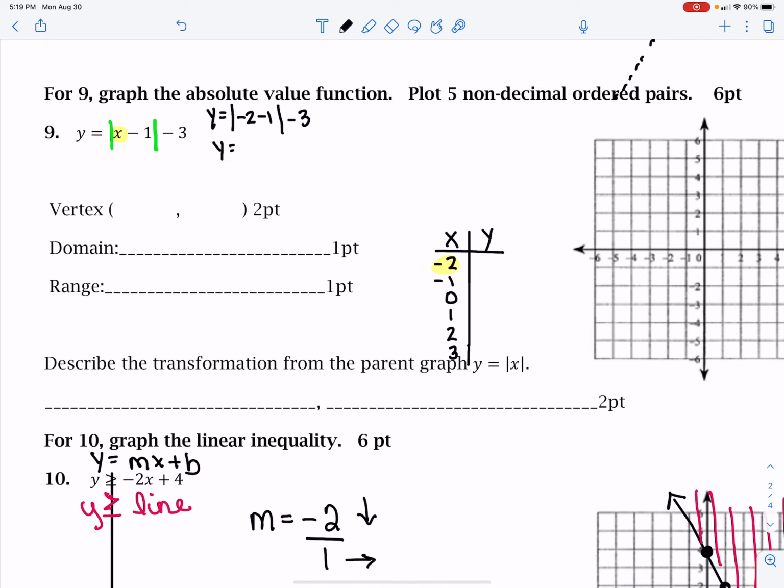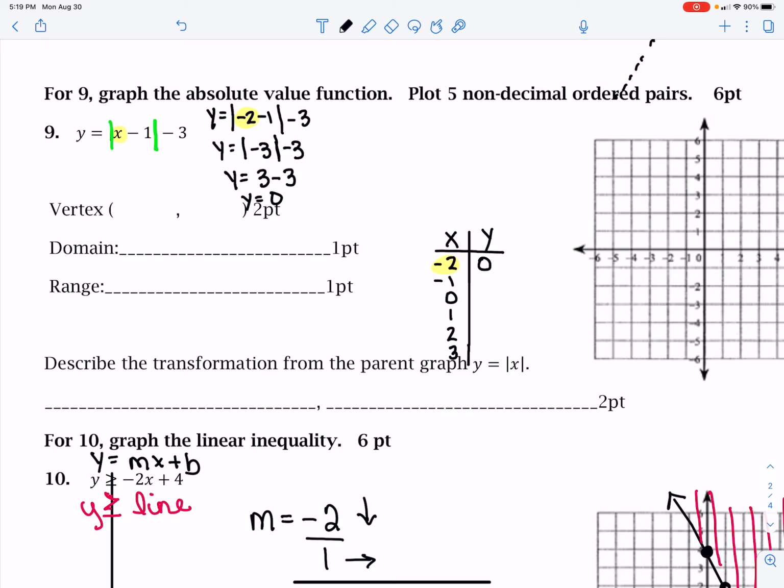So that gives me y equals negative 2 minus 1 is negative 3, absolute value of negative 3. Now the absolute value of negative 3 is 3. Okay, it always comes out as a positive number. So I have 3 minus 3. So when we substituted in negative 2 into the equation, our answer comes out to be y equals 0. So on our table for negative 2, I'm going to put in 0 for y.